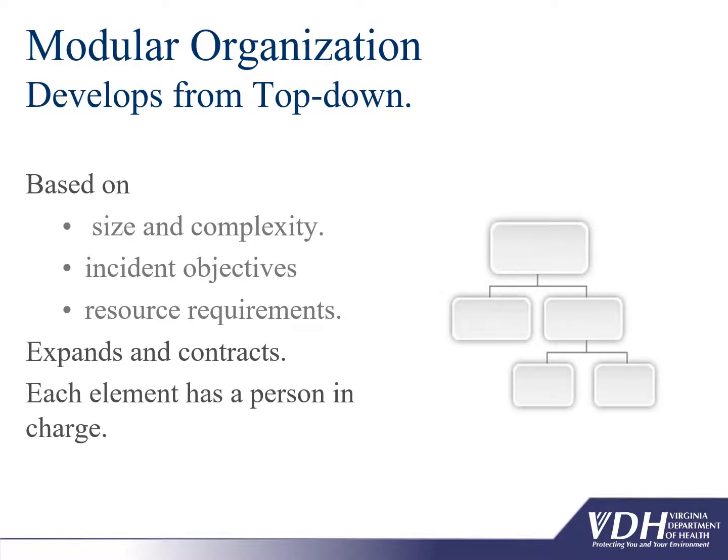An ICS modular organizational structure is developed in a top-down, modular fashion based on size and complexity of the incident. It is determined based on the incident objectives and resource requirements. Only those functions or positions necessary for a particular incident are filled. It has the ability to expand and contract in a flexible manner. When needed, several functional elements may be established. As a result, each element should have a person in charge. This is referred to as the chain of command.